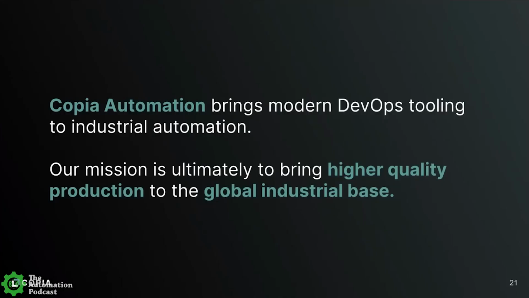Outside of that, that's a lot of what I came here to share. The big thing to come back to, and this is increasingly how we're looking at the company, is that Copia's goal is to bring modern DevOps tooling to industrial automation. Our vision's device link is an important piece of this because it closes the loop between how you write and build code as a team, the actual deployment process, and how you're connecting devices in the industrial site itself. But really, we want to bring higher quality production to the global industrial base.